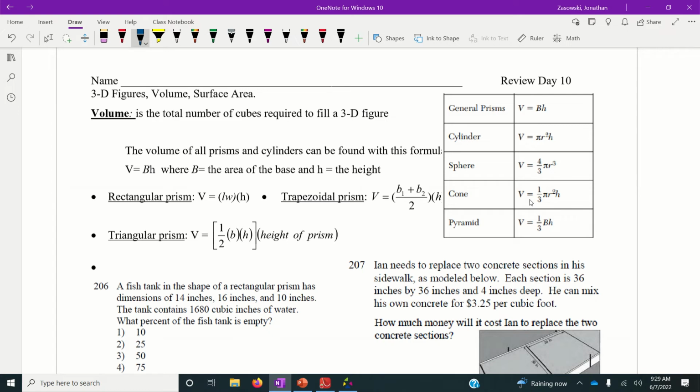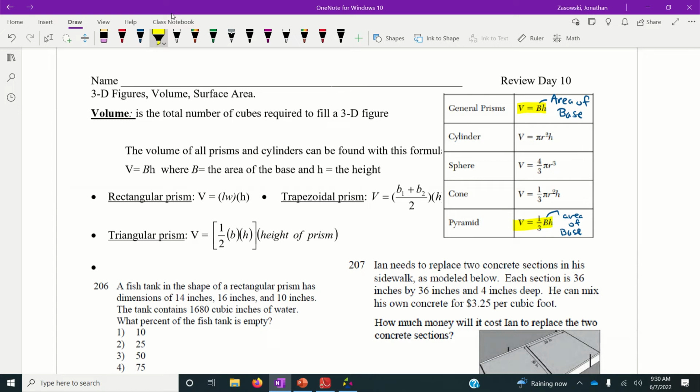So there's a few that you don't necessarily have, and they involve the fact that a general prism just has a formula of BH. So remember that the capital B part is referring to the area of the base. That's what the capital B represents. And the same thing here. So you need to figure out what shape the base is for these two formulas here, and then you're going to insert that formula in for letter B.